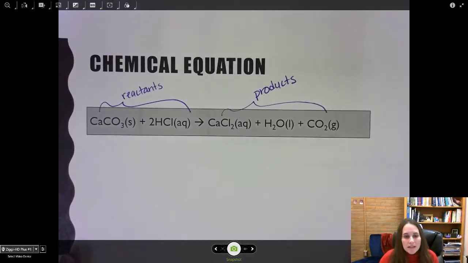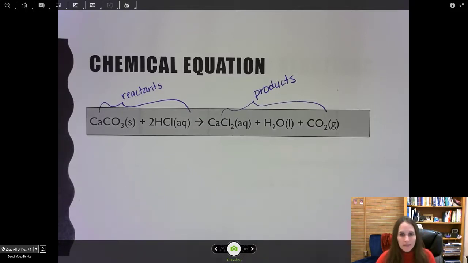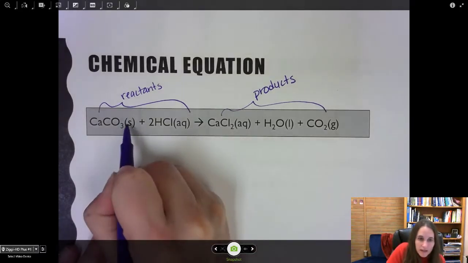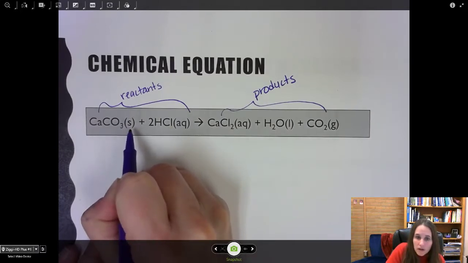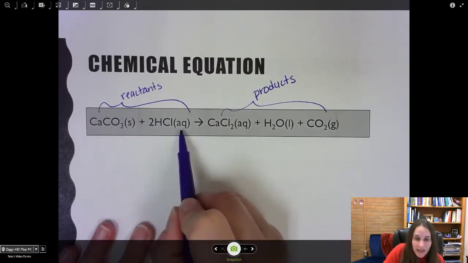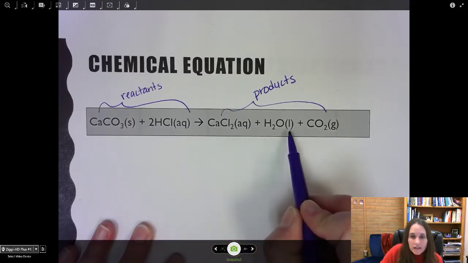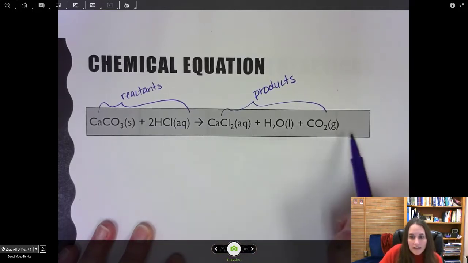And then you can see that we also often include some additional information, such as the state of our reactants and products. And you can have one or more reactants, and that's the same for products too. So here we have the state written in the little parentheses. This is solid, this is aqueous, it means dissolved in water, and then here liquid, and then our gas.